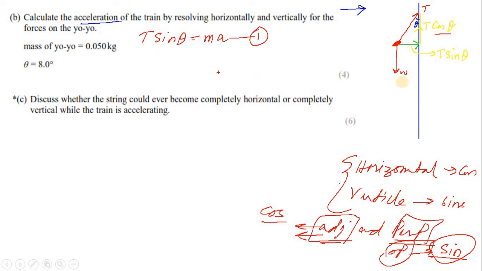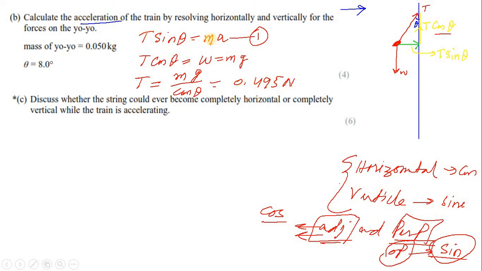For tension, we use the vertical component. T cos theta is acting upward and W is acting downward. So T cos theta is equal to W, which is equal to mg. Now everything is given, so we can figure out T from here. T is equal to mg divided by cos theta. You substitute the values: m is 0.05, g is 9.81, divided by cos of 8 degrees. So T would be equal to 0.495 newtons, and this T can be used in equation number 1 to find acceleration.